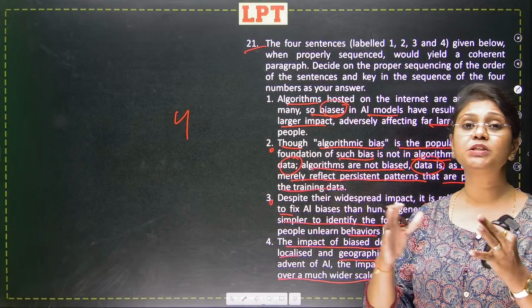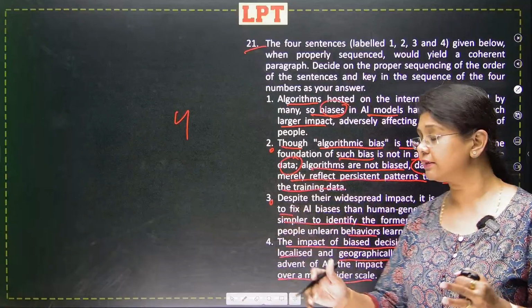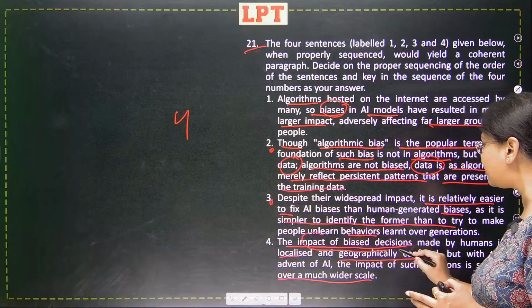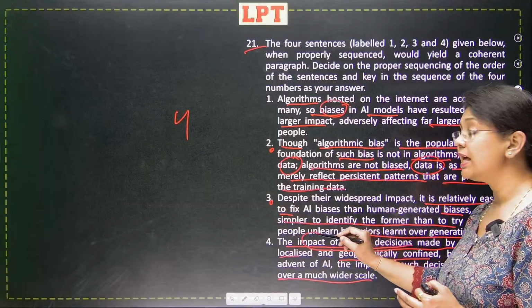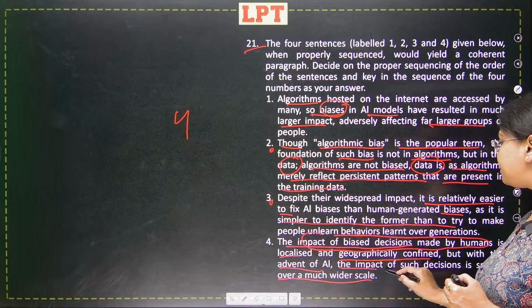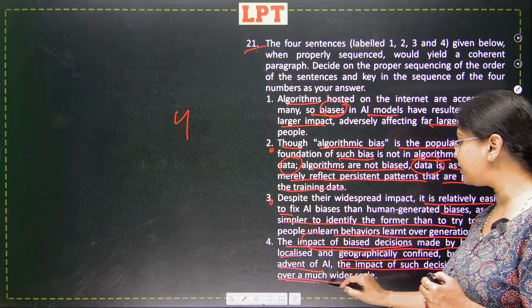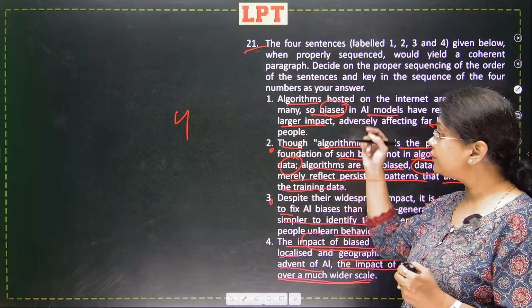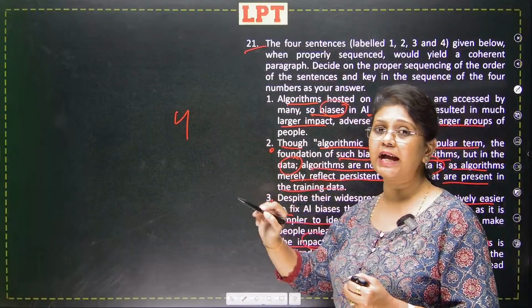So this is a more general point, a broader perspective. It talks about the impact of a biased decision made by humans, and then you talk about the advent of AI, where the impact of such a decision is spread over a much wider scale. So out of these sentences, 4-1 is the ideal starting.